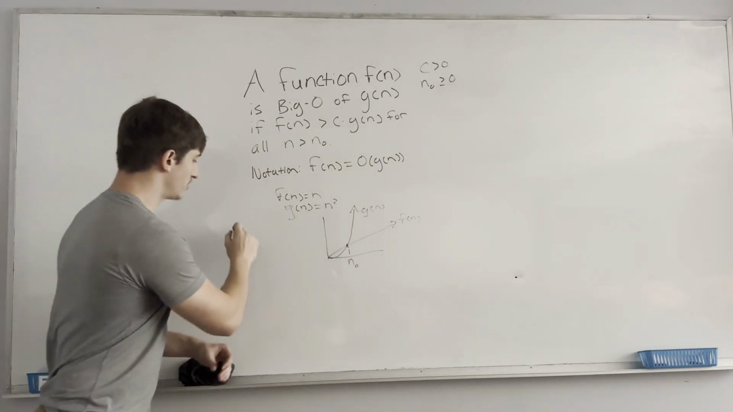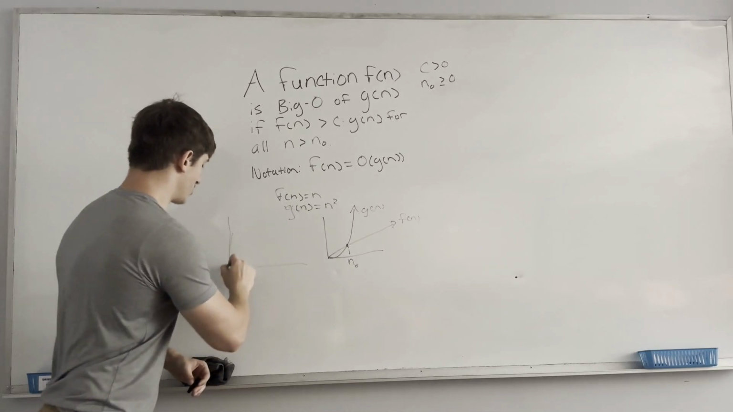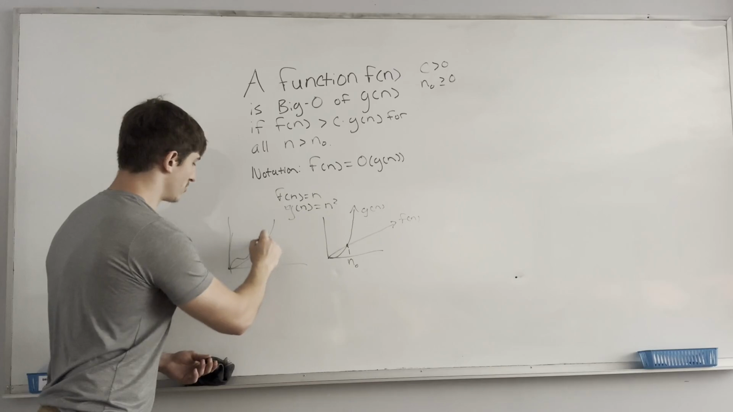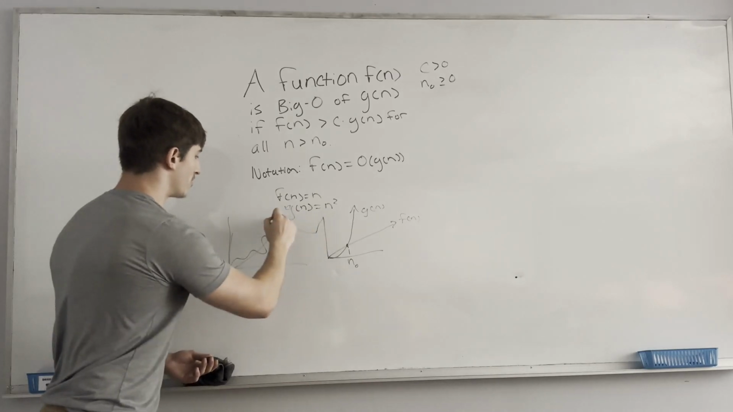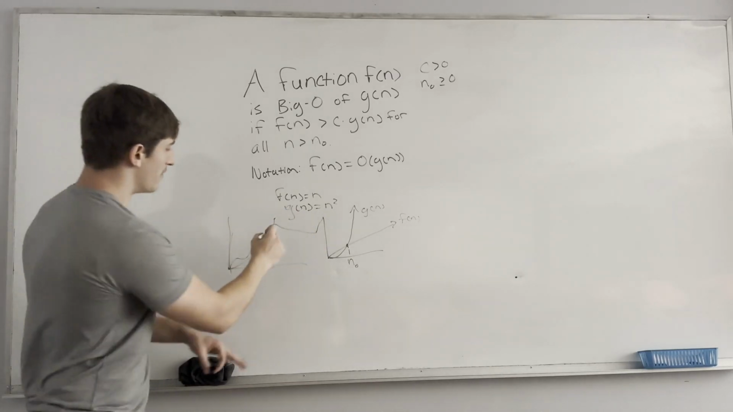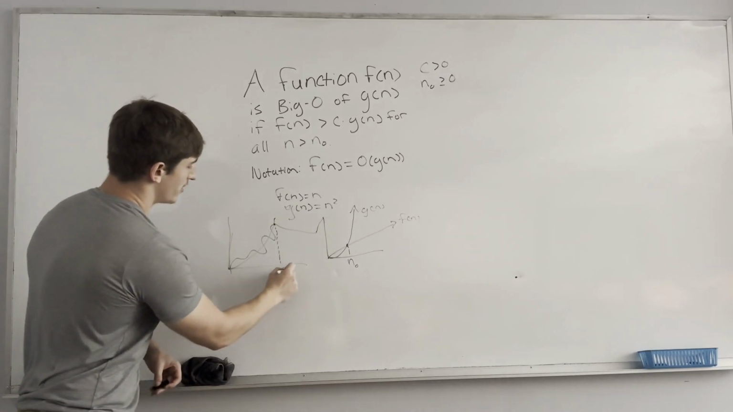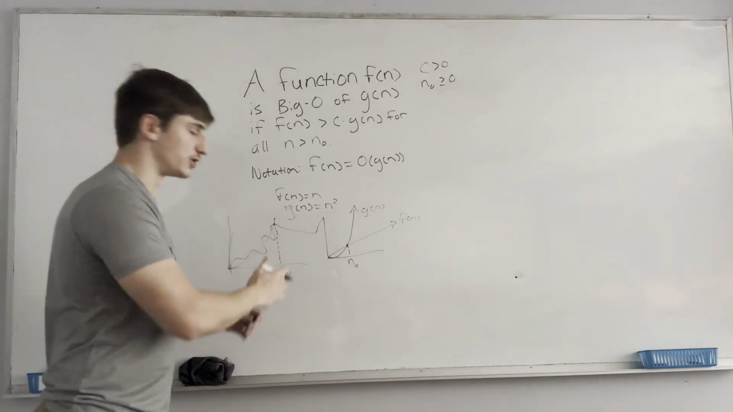Now, suppose you're looking at this function. I know it's a dirty example, but this is the last time they cross. So this would be the n naught of this function.